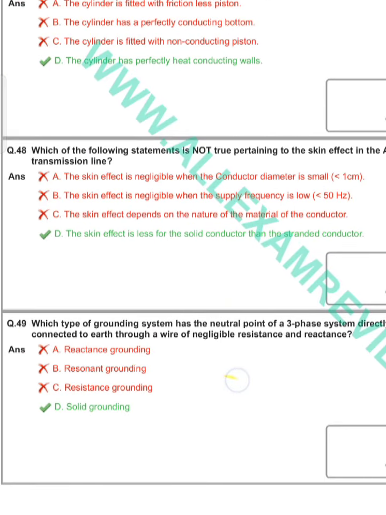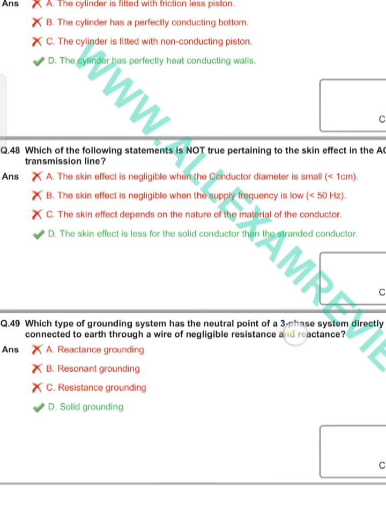47. Which of the following statements is not true for the Carnot engine? The cylinder has perfectly heat conducting walls. It's not true. Okay. Which of the following statements is not true for the skin effect in an AC transmission line? The skin effect is less in a solid conductor than in a stranded conductor. You have to know this thing. Option D is right.